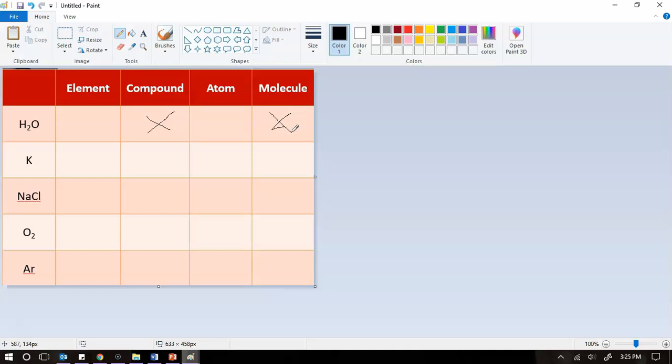If I go down to the next one, alright, K or potassium, check out your periodic table. It is an element unto itself, so that's what we're dealing with there. Okay, so not a compound. And in this case, I've only got one K hanging out there, so that means I'm dealing with an atom. Alright, just like before, take a couple minutes, pause the video, try those last couple on your own, and come back to the video, check your answers, see how you did.